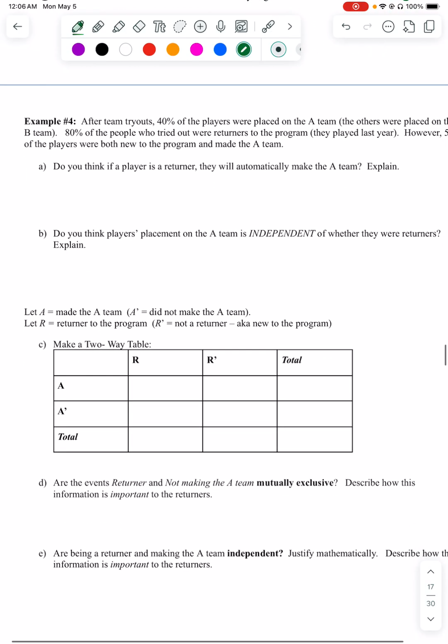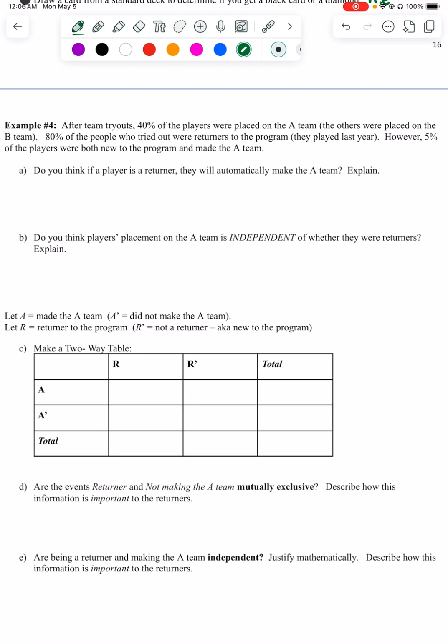That's example 3. For example 4, let's move on. It says after team tryouts, 40% of the players were placed on the A team. The others were placed on the B team. 80% of people who tried out were returners to the program. That means they played last year. However, 5% of the players were both new to the program and made the A team. So we have some information here. Do you think if a player is a returner, they will automatically make the A team? How do you think of this?